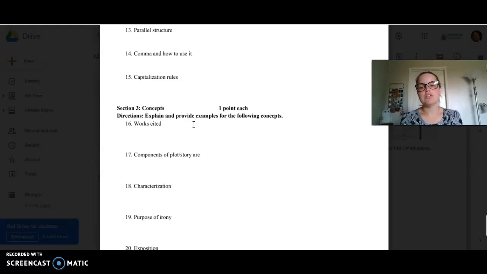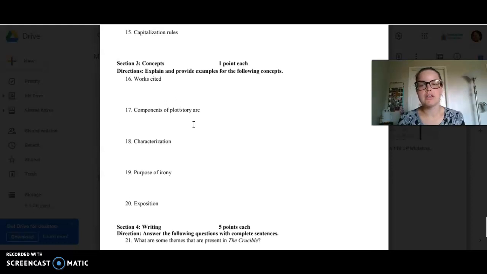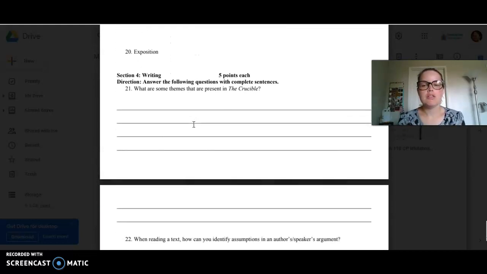And then for 16 through 20, you have to give me an explanation, so a definition, and give me examples. Remember, examples means 2, right? Because it's more than 1. So 16, works cited. 17, components of a plot or a story arc. 18, characterization. 19, purpose of irony. And then 20, exposition.